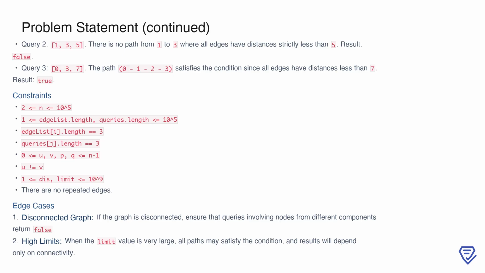For the second query, 1, 3, 5, no valid path exists where all edge distances are strictly less than 5. Therefore, the result is false. Finally, for the third query, 0, 3, 7, the path 0, 1, 2, 3 satisfies the condition, as all edges along this path have distances less than 7. Hence, the result is true.